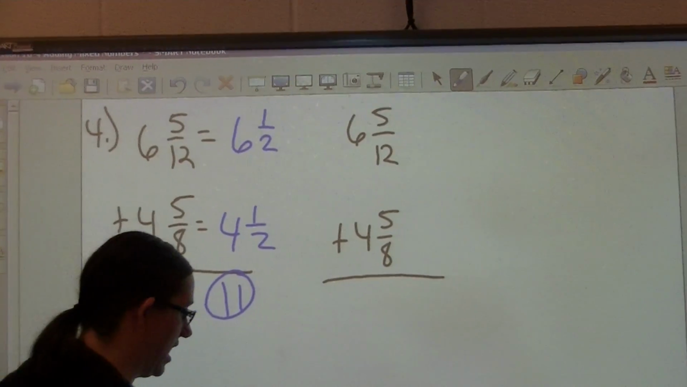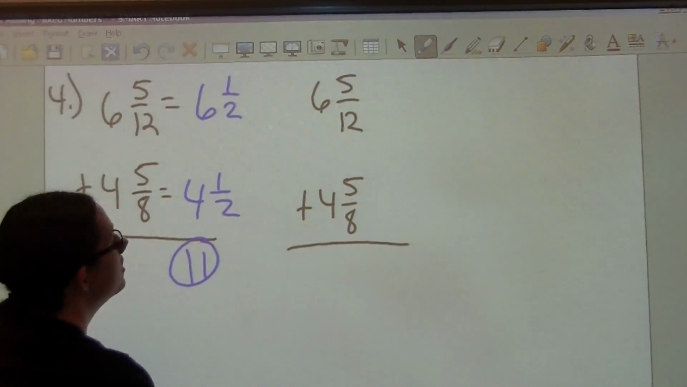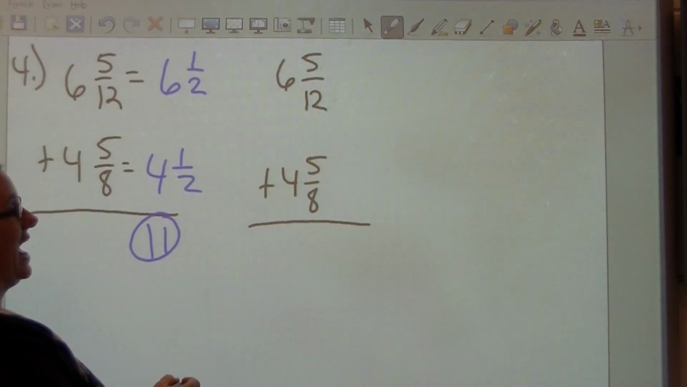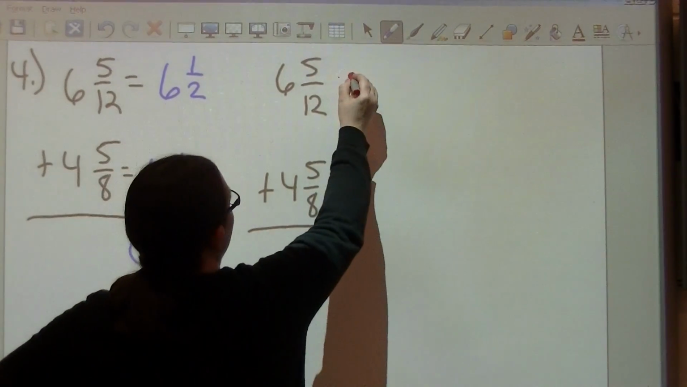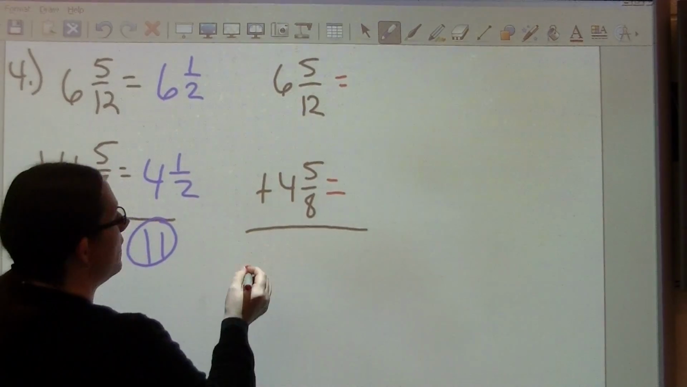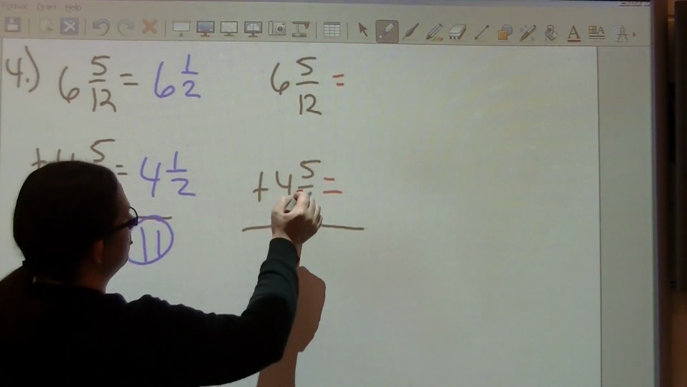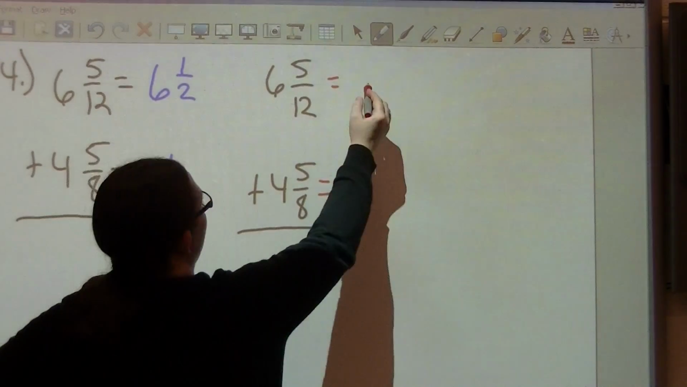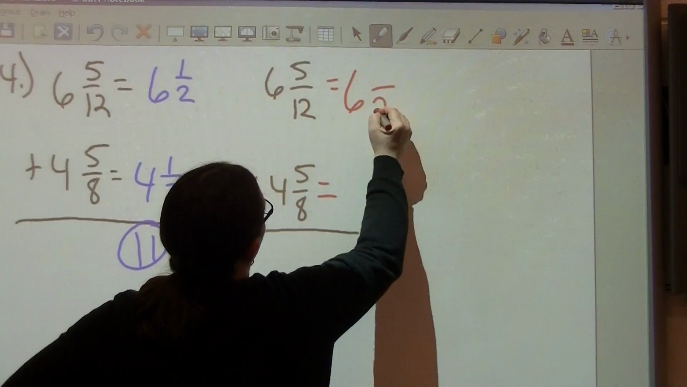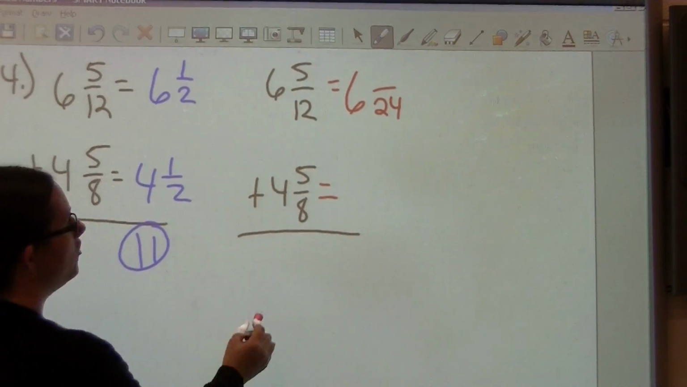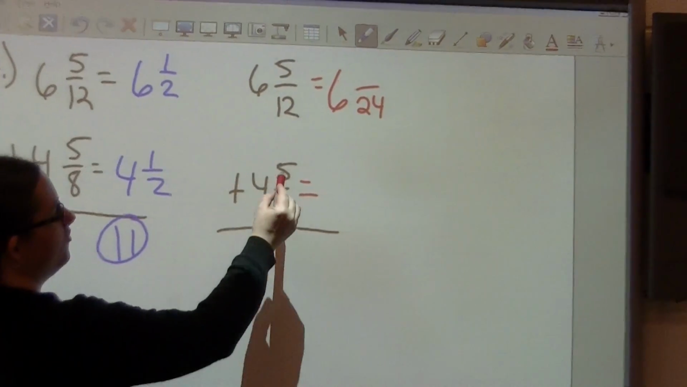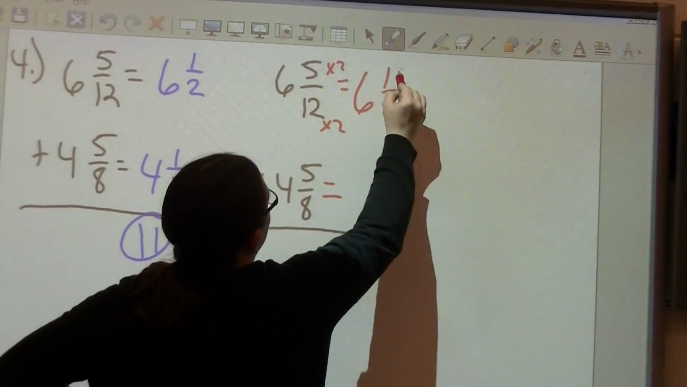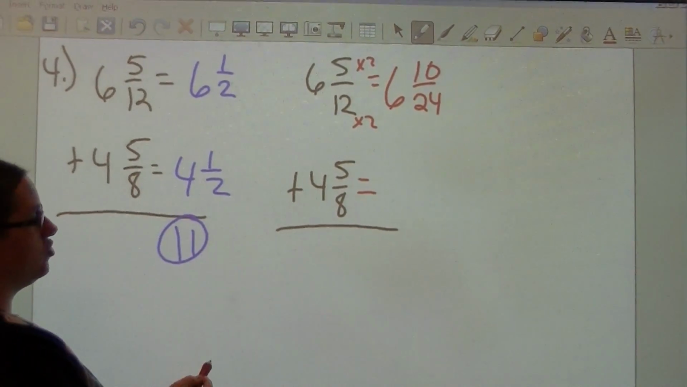Okay, now let's go and do the actual problem. We have 6 and 5/12 plus 4 and 5/8. We can't add it the way it is, so we need to make equivalent what? Fractions, okay? And what denominator are we going to use? What's the common denominator we can use between 8 and 12? 24, good. So let's change them and make them equivalent fractions using 24. 12 times what gives me 24? Times 2, good. 5 times 2 gives me what? 10. So we have 6 and 10/24ths.